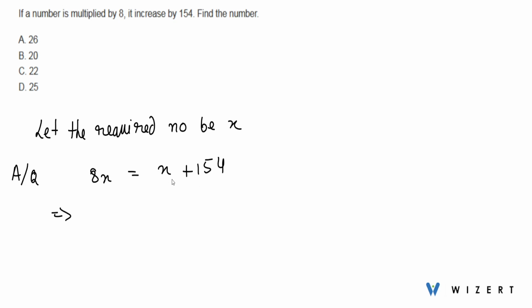So shift x to the left hand side. So we will get 8x minus x equals 154. Now 8x minus x is equal to 7x. 7x will be equal to 154.